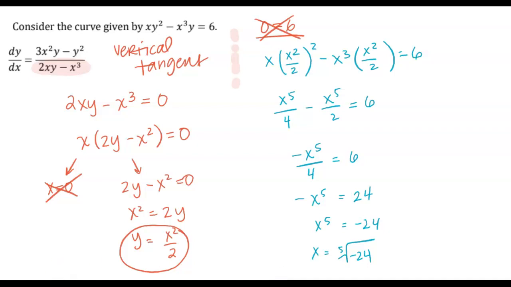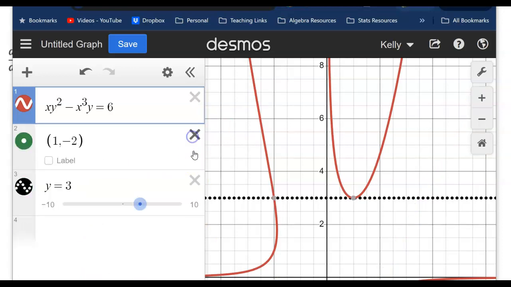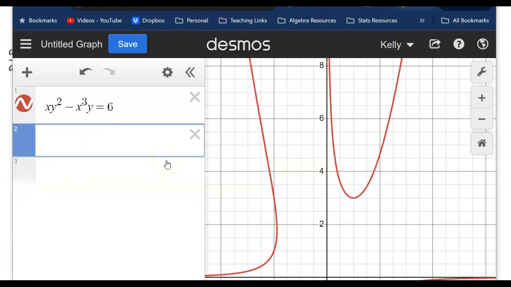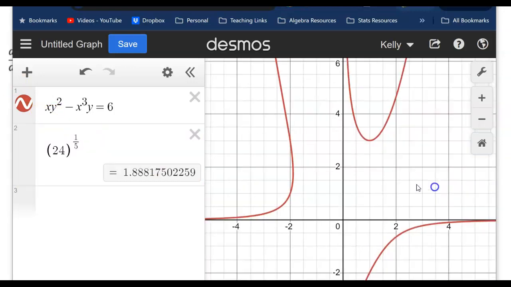Let's go see what happens when we put this into Desmos. Get rid of these things. We don't need them anymore. I'm just going to do 24 to the 1/5 because I don't know how to make a 5th root show up. So that is 1.888 and so on for x. I don't feel good about that. 1.8 is like right here. Oh, but there's another 1.8. No, that's still not good. Oh, it was a negative 24.